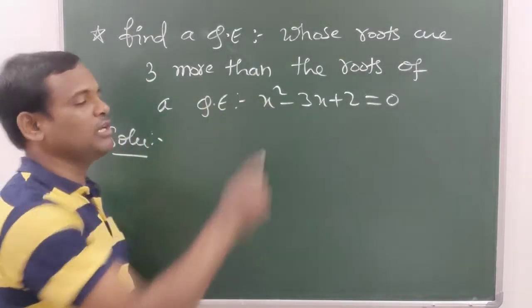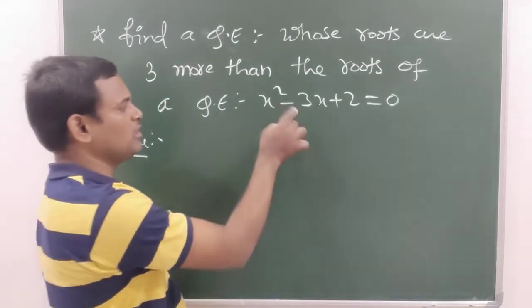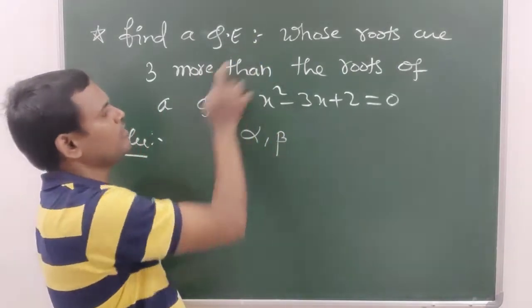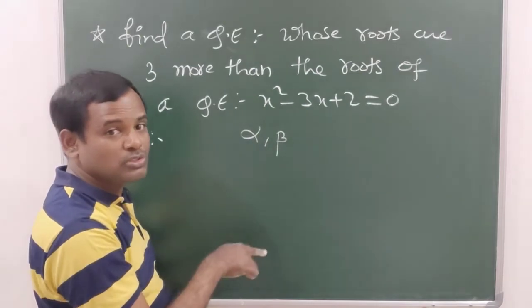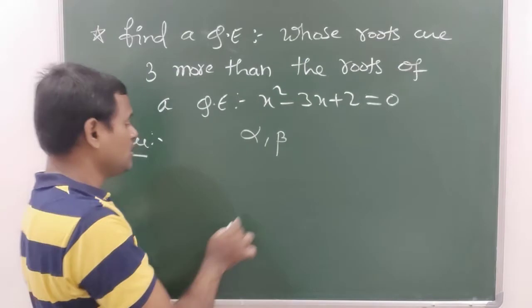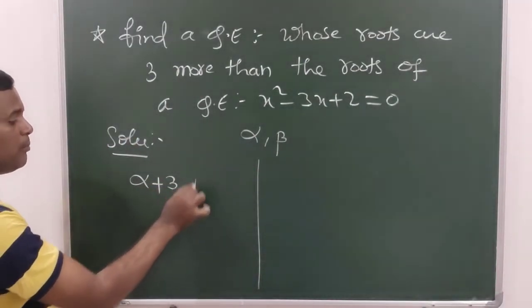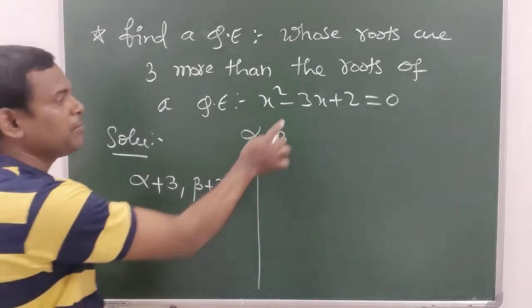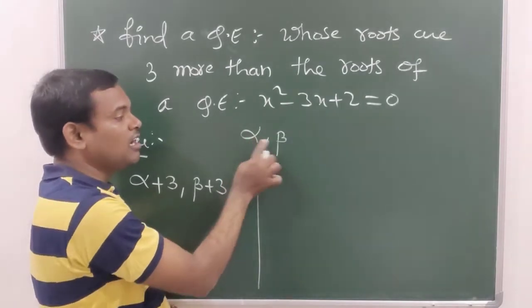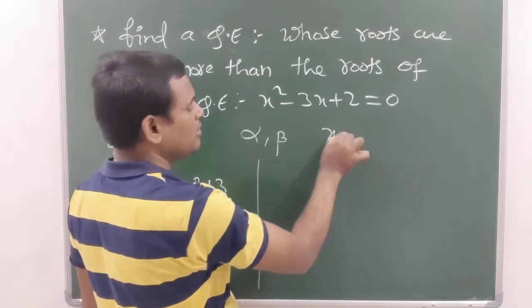Read the question carefully. Here one quadratic equation is given. Suppose you consider the roots of this quadratic equation as alpha and beta. Now here we have to determine a quadratic equation whose roots are 3 more than the roots of this equation. Means we have to determine a quadratic equation whose roots are alpha plus 3, beta plus 3, because we have taken the roots of the quadratic equation as alpha and beta. Yes or no? Now solve this. If you solve it, what do you get?